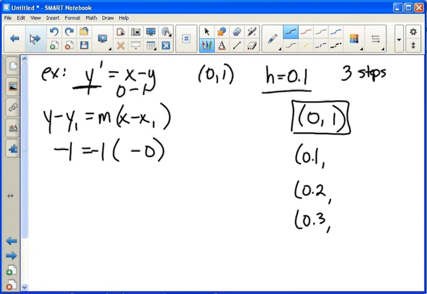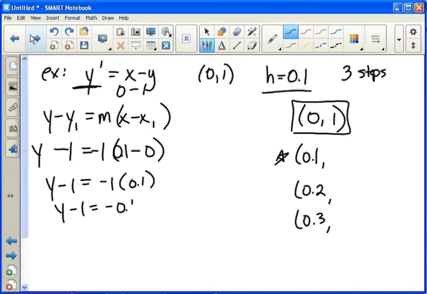Okay, now my goal is to find this point right here. So I'm going to plug 0.1 in for x and then solve for y, because y is what I'm trying for. So I get y minus 1 equals negative 1 times 0.1. That gives me y minus 1 equals negative 0.1, or y equals 0.9. So my new point is 0.1, 0.9.